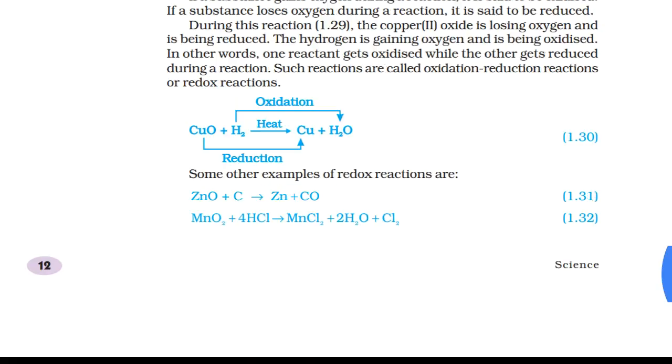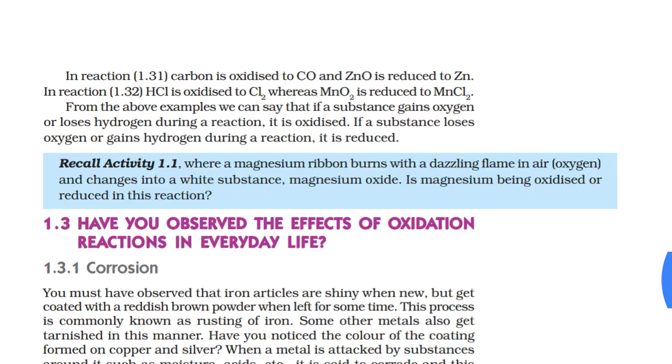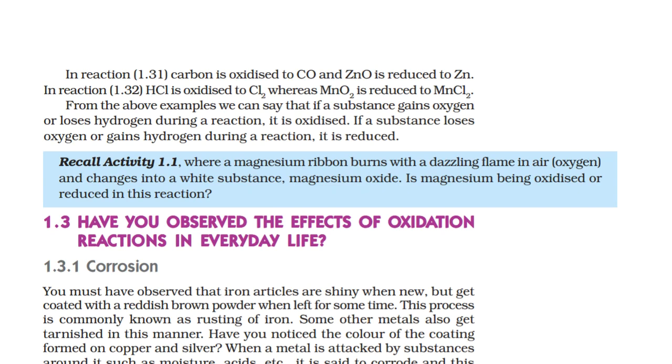In the reaction, carbon is oxidized to CO and zinc oxide is reduced to Zn. In the reaction, HCl is oxidized to Cl2, whereas MnO2 is reduced to MnCl2. From the above examples, we can say that if a substance gains oxygen or loses hydrogen during a reaction, it is oxidized. If a substance loses oxygen or gains hydrogen during a reaction, it is reduced.